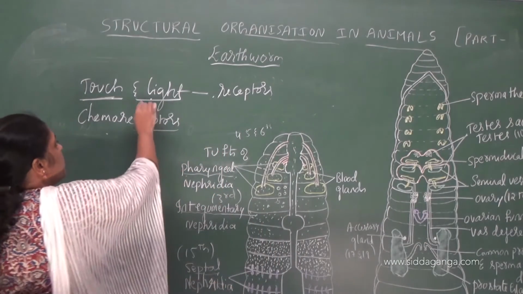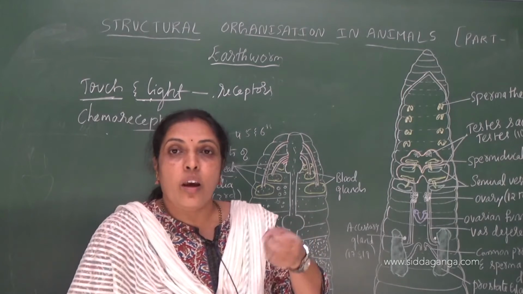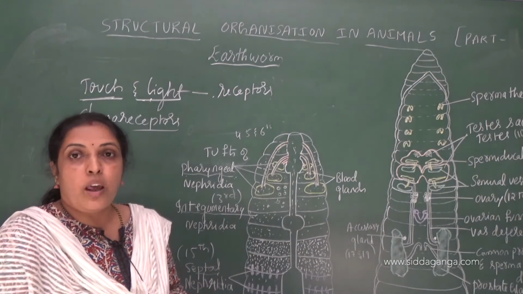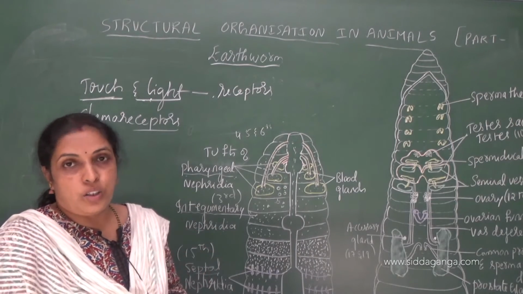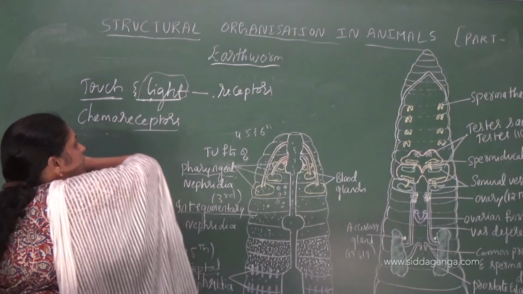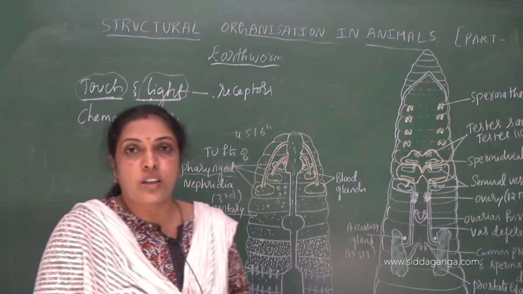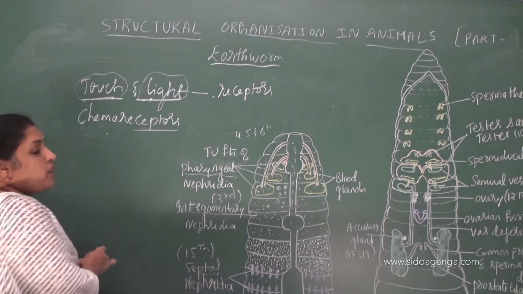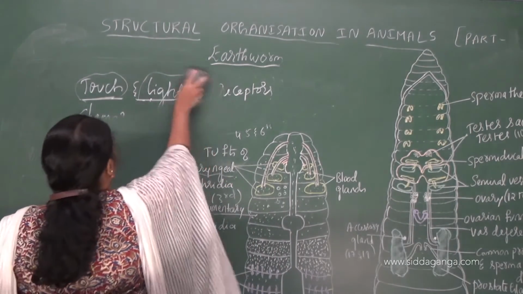Light receptors: if the sunlight is more, they go and burrow inside the soil. They burrow the soil with the help of prostomium, and they hide themselves inside the soil. Understood? That is with the help of light receptors. Touch receptors help to feel the vibrations that occur in the soil. And chemoreceptors help to find out the taste, the chemical receptors.